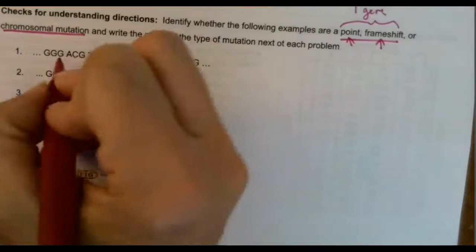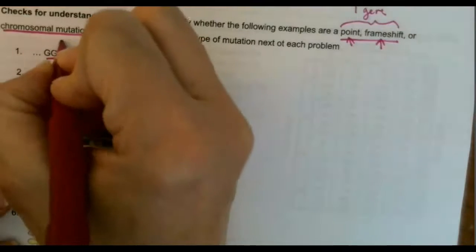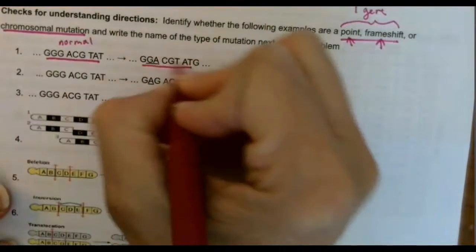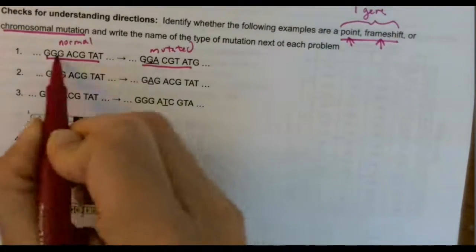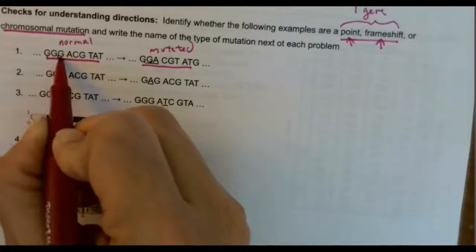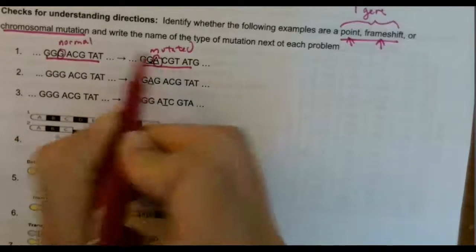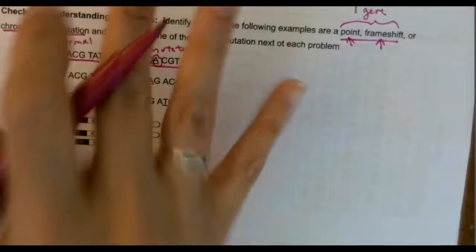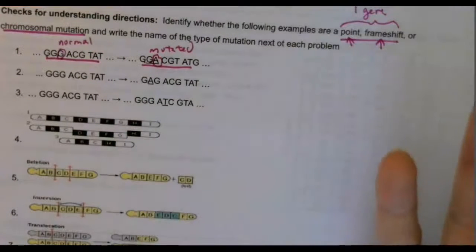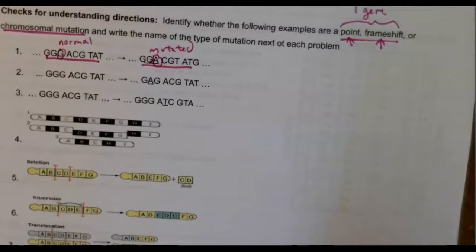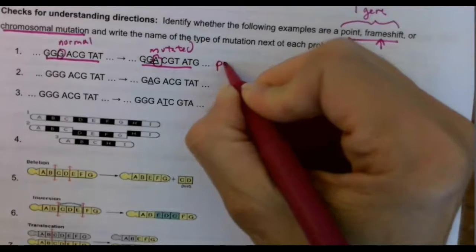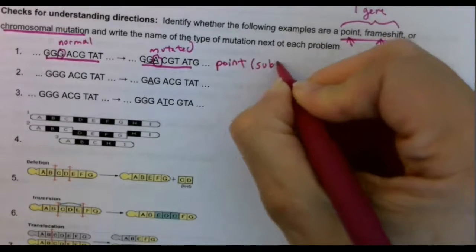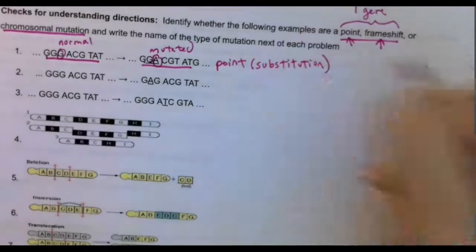And then label them. So let's look at 1. Here's the normal gene. And here's the mutated gene. Okay. GG is the same. GA, wait a second. This letter looks like it's changed. So if one letter changes to another letter, pause the video, look at your notes, and what type of gene mutation do you think this is? Okay. If one letter changes to another letter and it's a gene mutation, I would say that this is a point, also known as a substitution mutation.